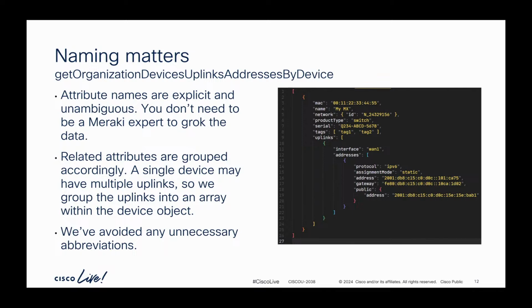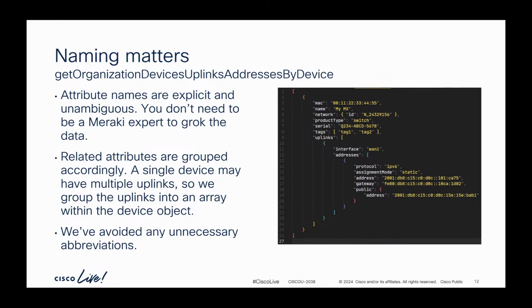Now, as an example, this is an actual output here, right? MAC, name, product type, serial, tags. These things are pretty straightforward, right? Like, you're not really wondering what is a tag. If you're not familiar with Meraki, you might, because that is domain specific, right? But if you're familiar with Gmail labels, it's a similar concept.